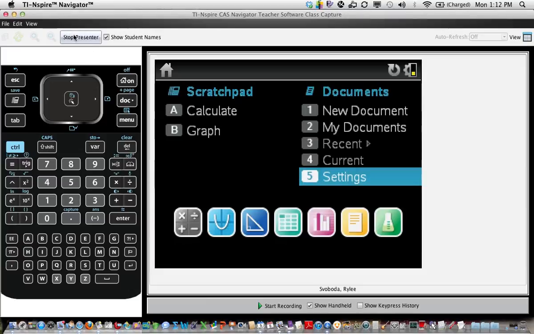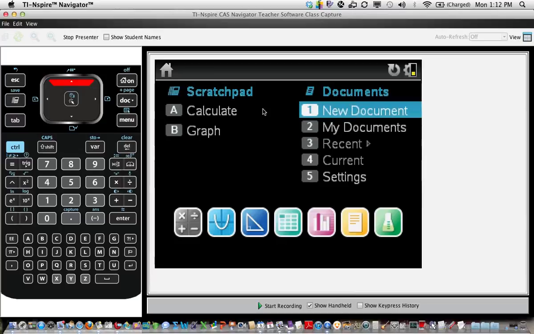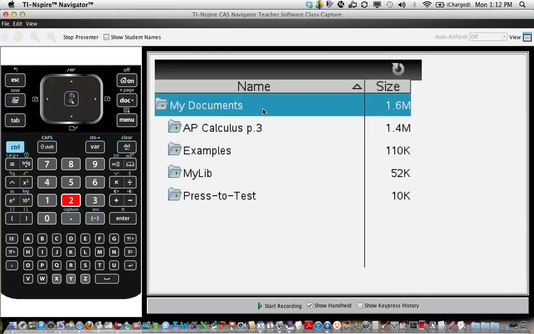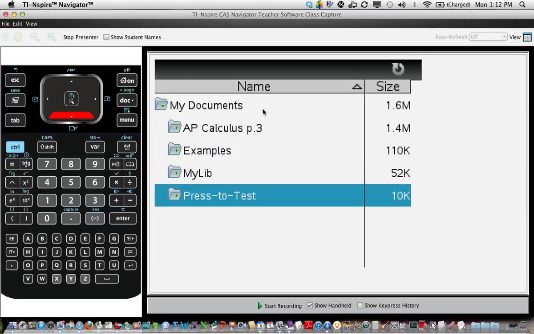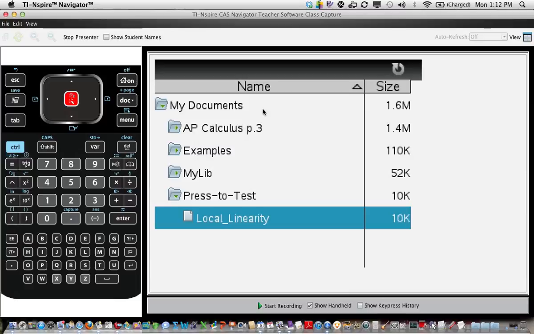Sure. All right. Okay. Go to My Documents. Everybody do this. Go to My Documents on the home screen. Go to the Press to Test menu, because I think that's where I just sent this file accidentally. Okay, there it is. Everybody, don't open it, but just highlight that file.